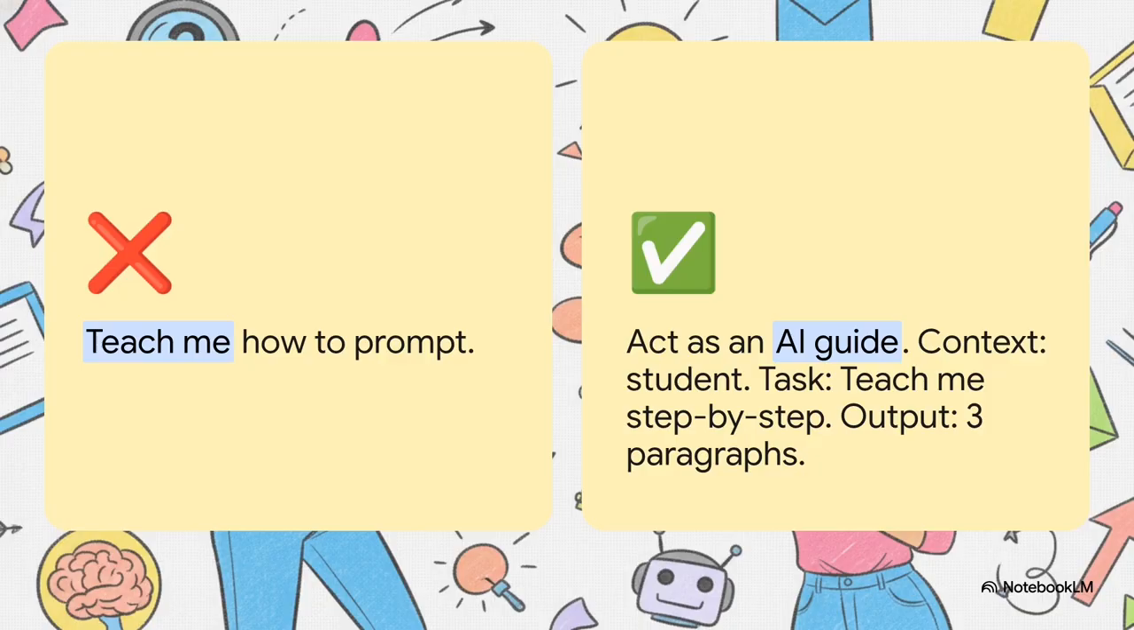Now look at that beautifully architected after prompt using our framework. Act as a friendly, expert AI guide. Boom, there's our role. Context. I am a student learning effective prompts. Situational facts. Check. Task. Teach me the core fundamentals step by step. Action verbs. And finally, those output constraints and negatives. Use casual tone, omit jargon, write 3 to 4 paragraphs, no bullets, omit formal intro-outro.